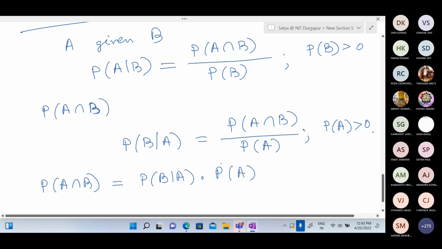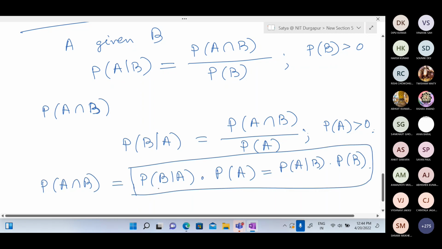Okay, I've written the second one first. So multiplying this P of A into P of B given A, equal to the first one. You see, multiplying this one, P of A given B into P of B. So this we can simplify. And so from these two parts, we can write.